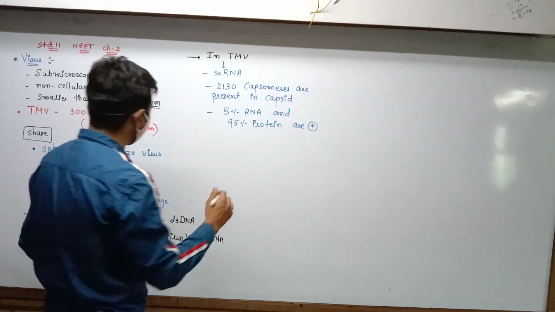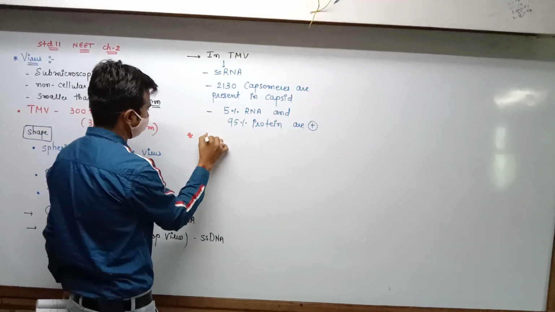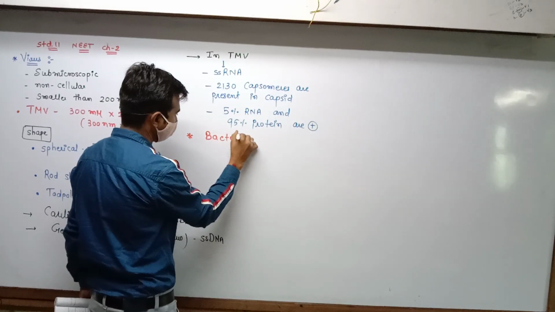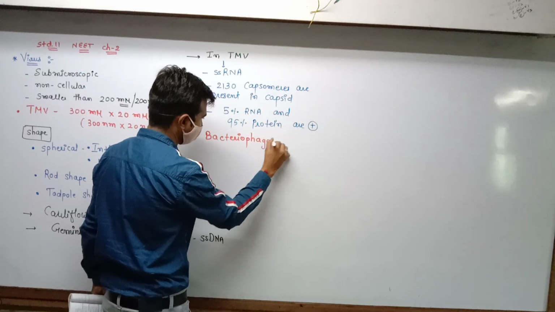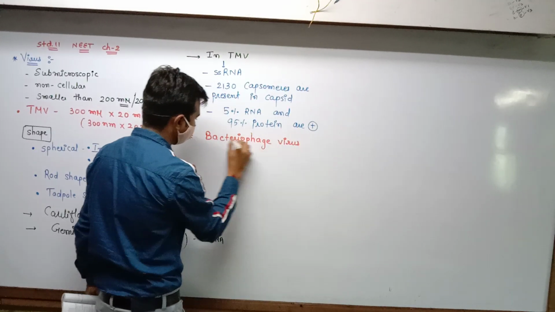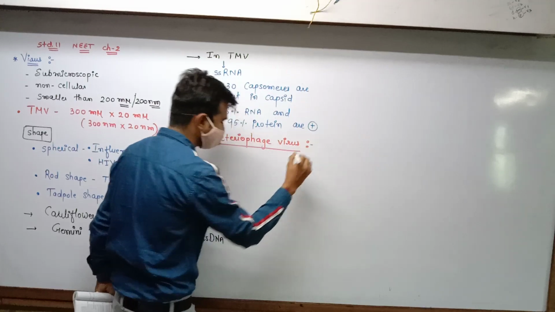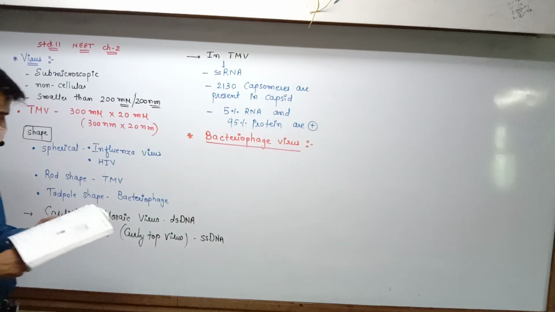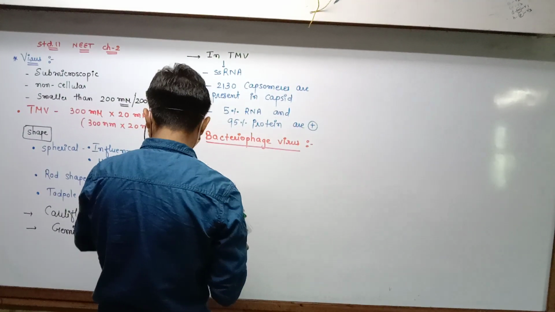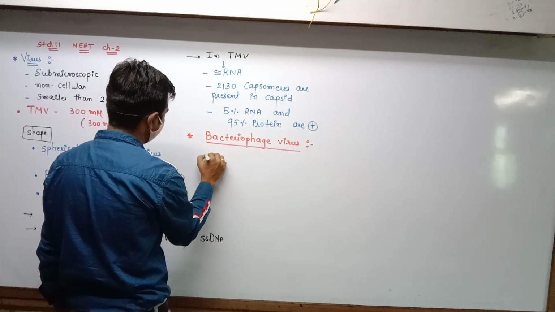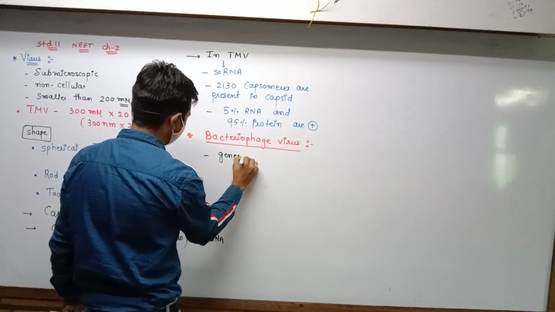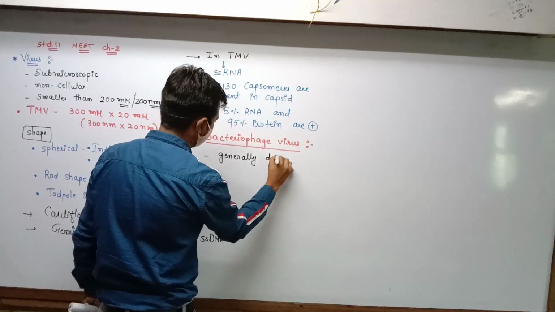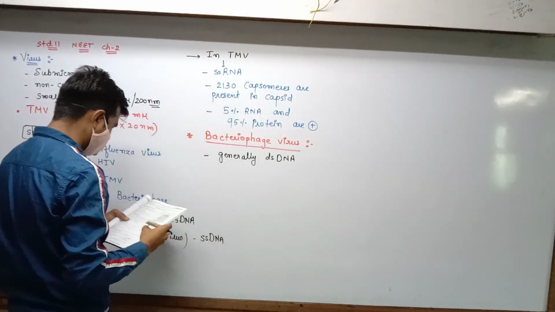Now, the bacteriophage virus. Now listen carefully. The virus which affects the bacteria is known as bacteriophage virus. Generally dsDNA as a genetic material.